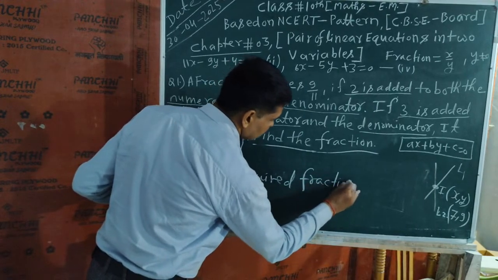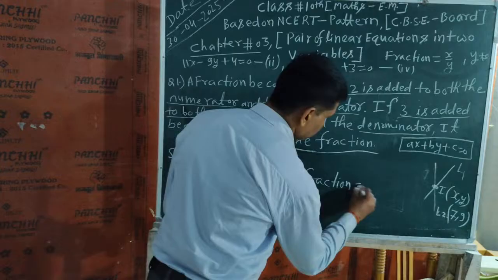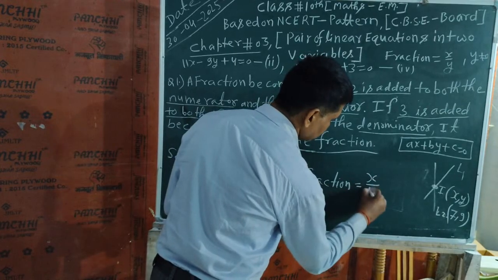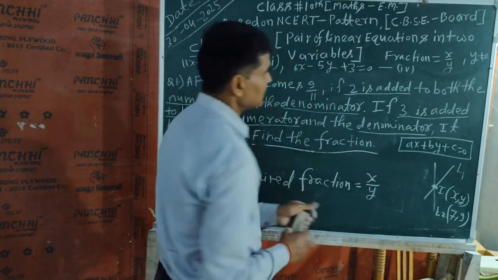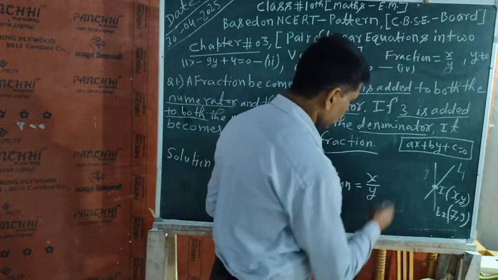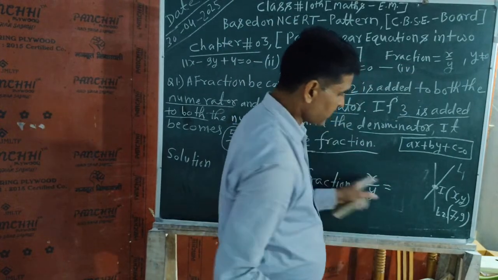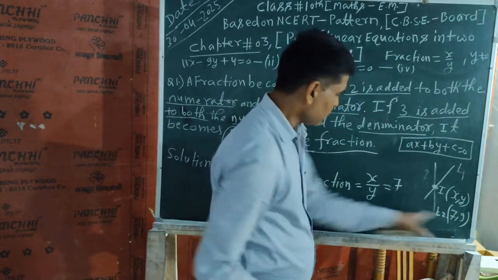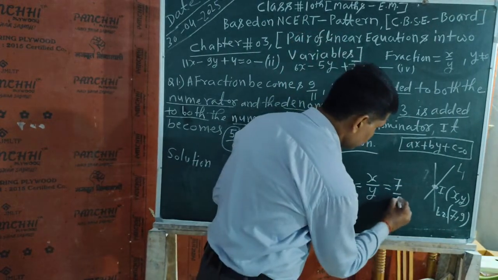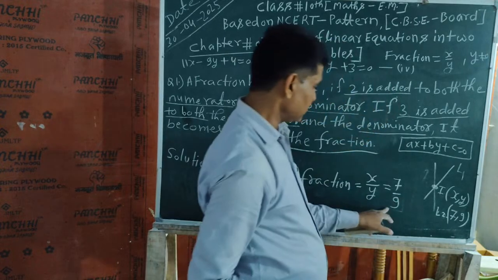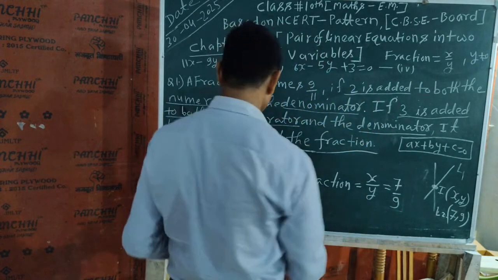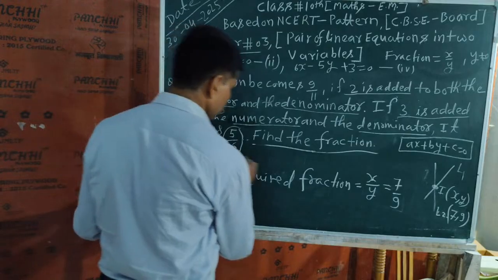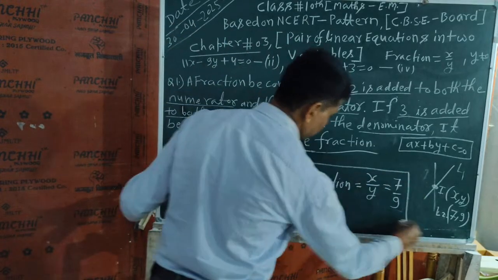Fraction is equal to x divided by y, that is already written here. So here the value of x is equal to 7, so here I will put 7, and the value of y is equal to 9, so here I will put the value of y is 9. So this is the required answer of the given question.